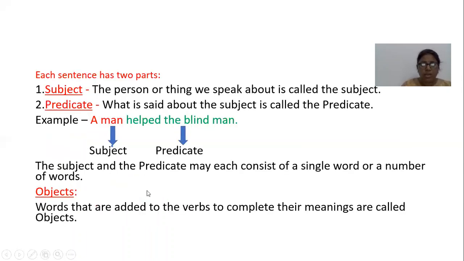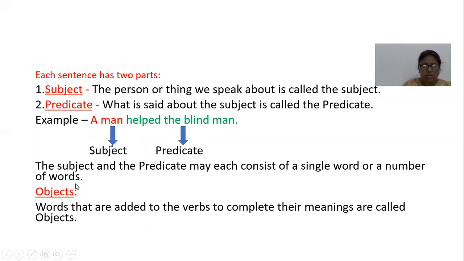Now, each sentence has two parts, subject and predicate. The person or thing we speak about is called the subject. What is said about the subject is called the predicate. For example, a man helped the blind man. So a man is the subject as we are speaking about a person. Helped the blind man is what we are saying about the man. This is the predicate. The subject and the predicate may each consist of a single word or a number of words.